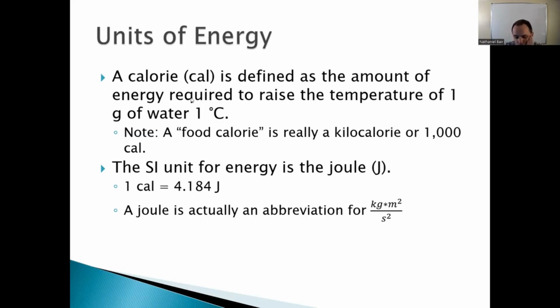All right. So here's the other way to measure energy, and that's the joule. Okay, and you can convert between calories and joules. Maybe you want to write this down. A calorie is equal to 4.184 joules.